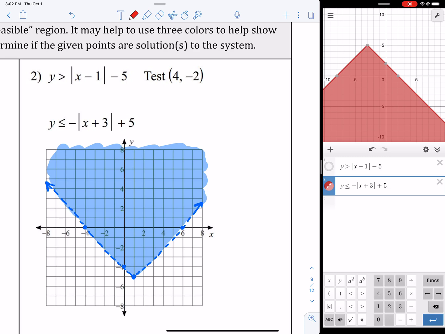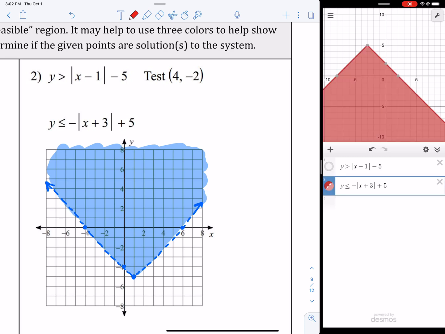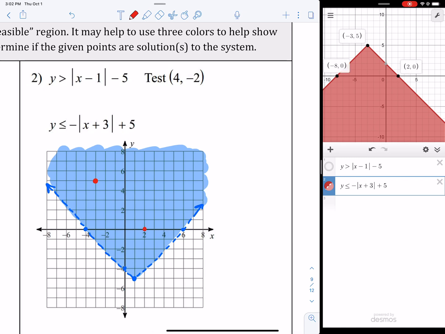All right, so it's a solid graph. Our vertex is at -3, 5. So right there. We have an x-intercept at 2 and at -8, and a y-intercept at 2. And it was solid, so draw a nice solid line to connect those points. And we're going to shade below the graph in red.